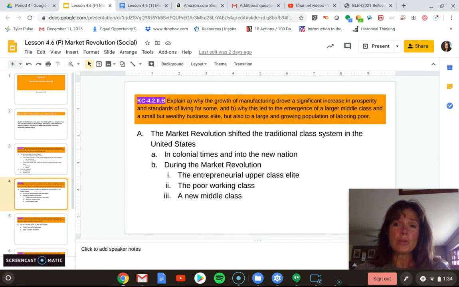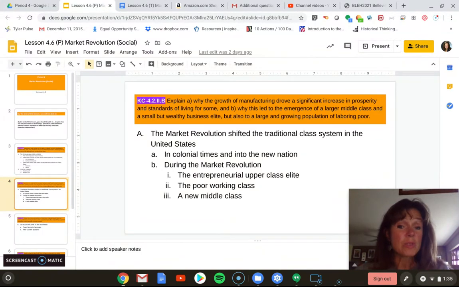During the market revolution, the entrepreneurial upper class grew from the growth of manufacturing. However, they still remained a small proportion of the total population. The poor working class, which is now small farmers and factory workers, is still the largest group. Keep that in mind. However, a new middle class emerges. What that means is the office managers of these factories. You might still be an elite and own the factory. If you're working in the factory, you are the working poor. But the managers, the white collar jobs, so to speak, become this middle class.